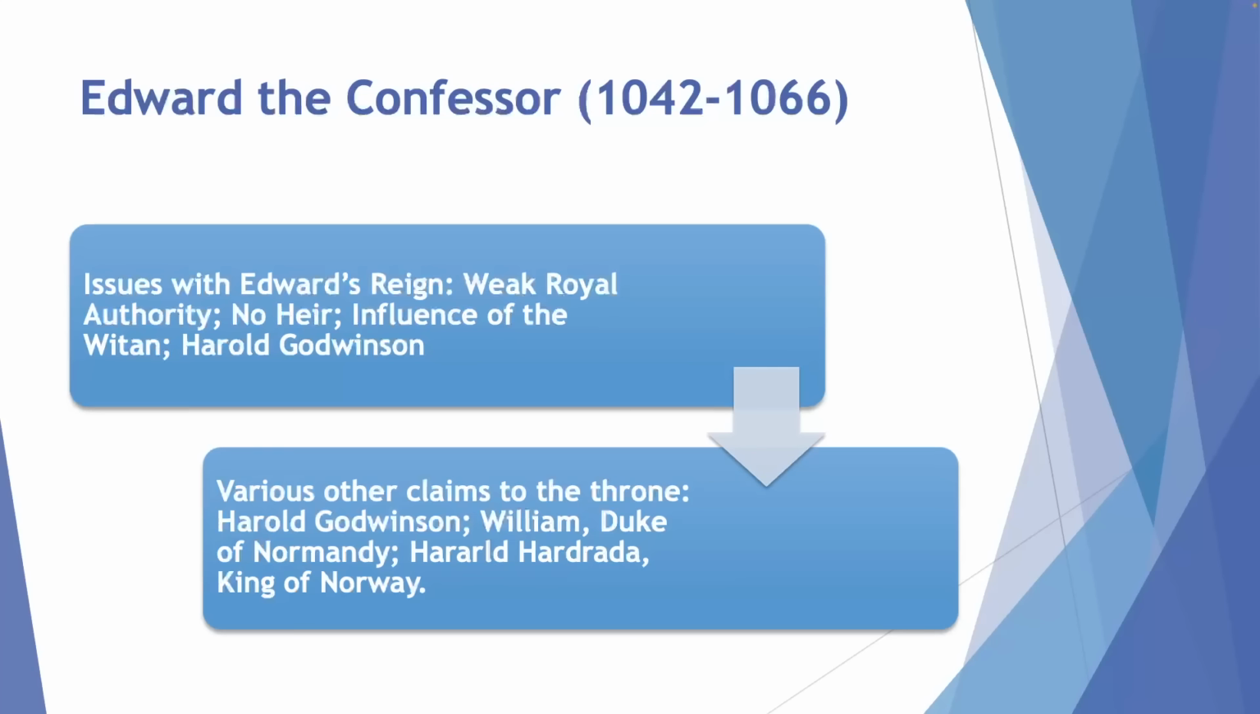So, William's claim is based on a promised succession from Edward, according to a story that William himself propagated. Whether or not that story is true is one for historians to debate. We're not going to get into that in this lesson. The most famous version of the story, at least, is that Edward had promised the throne to William during his visit to Normandy in the early 1050s.